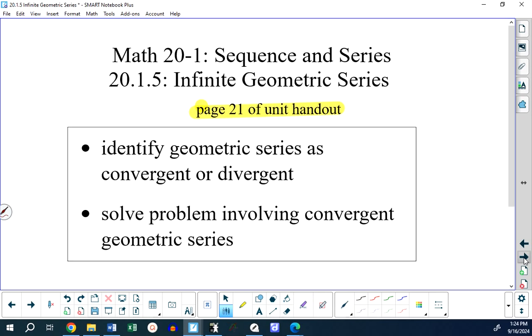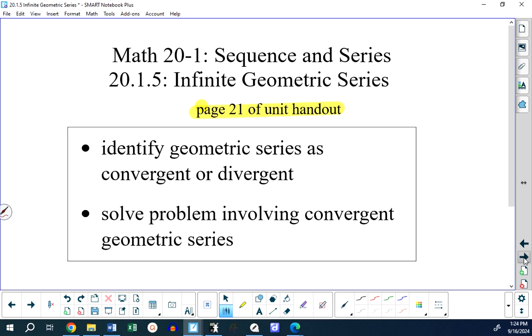Okay, to begin with here, we're going to be talking today about infinite geometric series. And what we learn is only applicable to geometric series. What we learn has no place in a discussion of arithmetic series. Okay? So when we talk about convergent series or divergent series, we're talking about convergent geometric series or divergent geometric series.